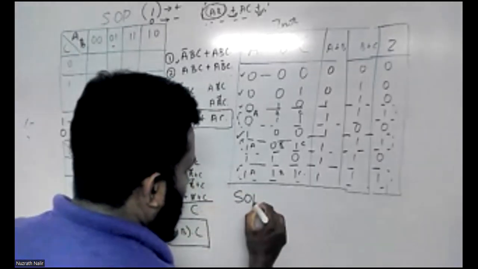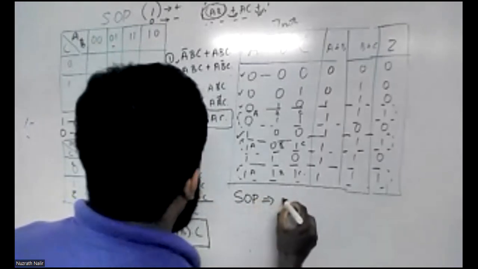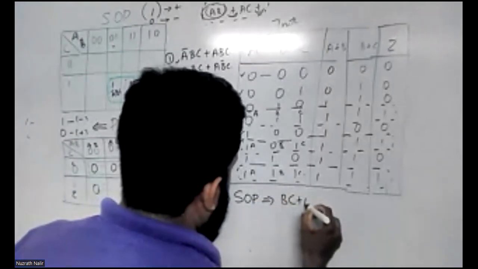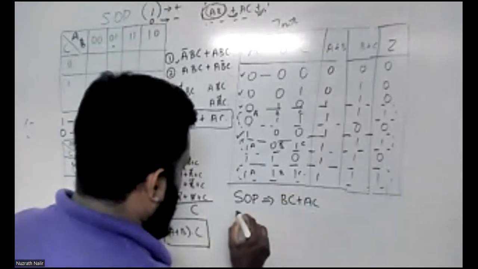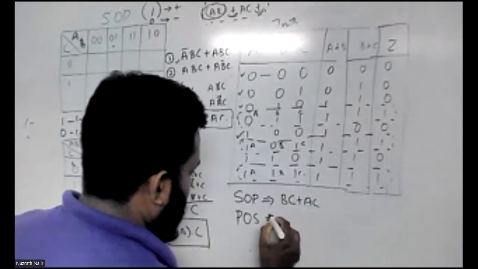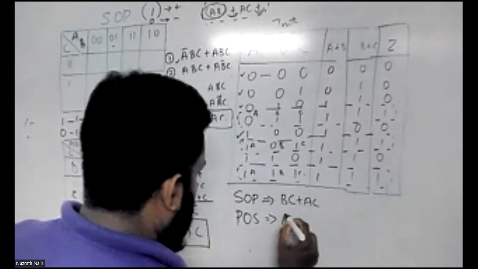Okay, my dear students, your sub answer is B, C plus A, C. Your first answer is A plus B dot C. Do you understand? Is this clear? If you have any other doubt.